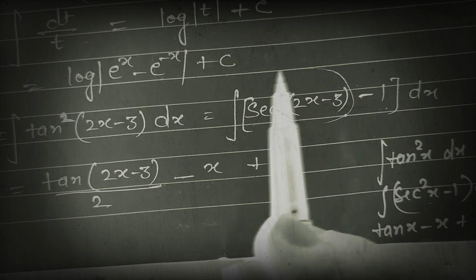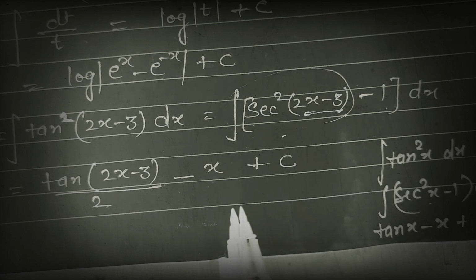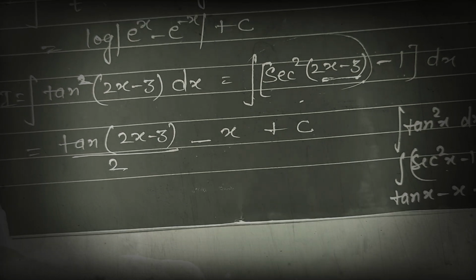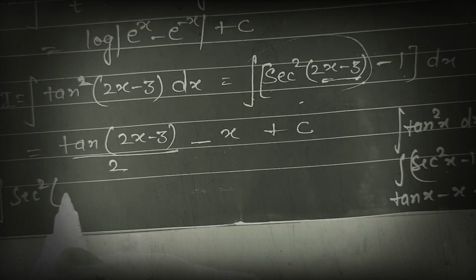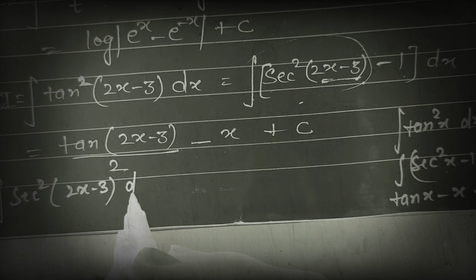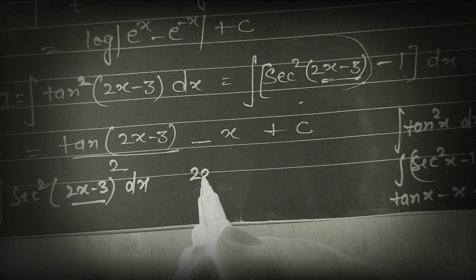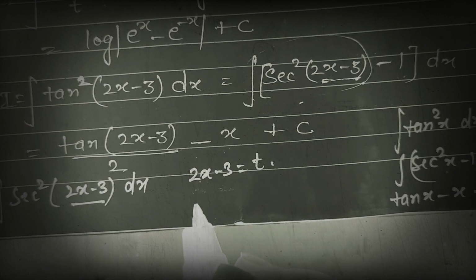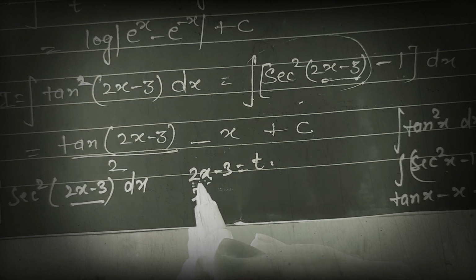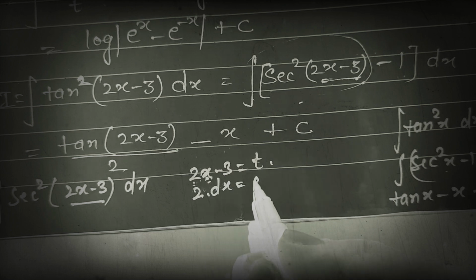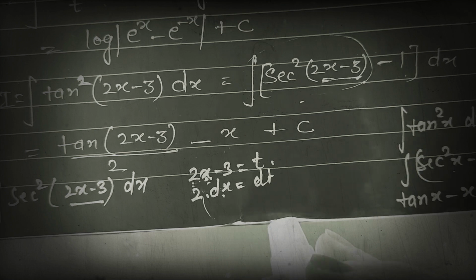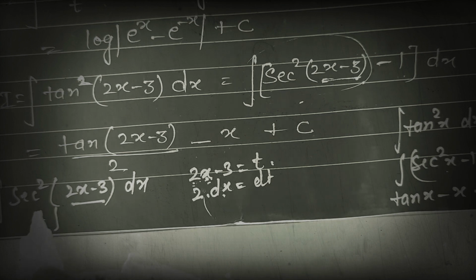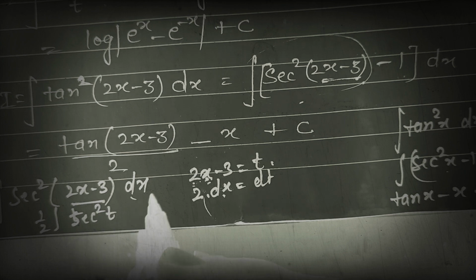Or you can find its integration by taking this as t. If we want to find the integration of secant square 2x minus 3, suppose 2x minus 3 is t. What is the derivative of 2x? 2 into x derivative is 1, 3 derivative is 0. So 2 dx is equal to dt. So dx will be dt upon 2. So it is 1 upon 2, secant square t, and dt upon 2.